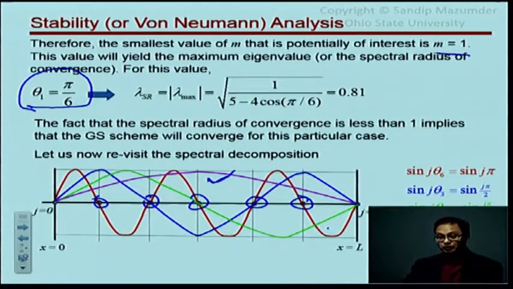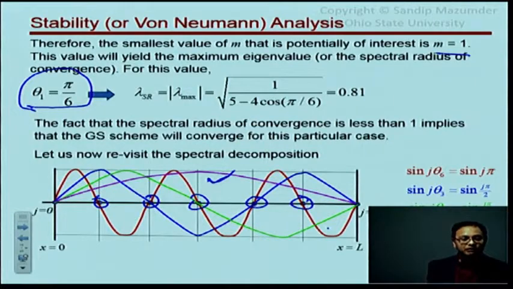So one of the lessons that we want to learn out of this is that the convergence problem is always created by the large wavelength components of the error. The small wavelength components, or the high frequency components, don't pose any problems. It is always that large wavelength component that creates problems for us, and therefore somehow we have to damp it out efficiently.